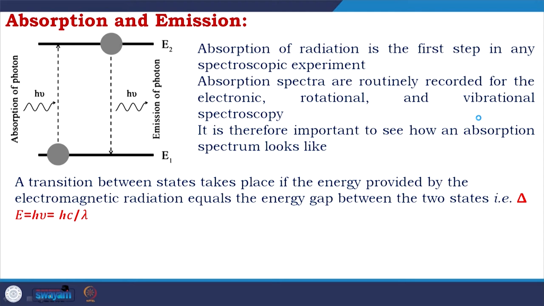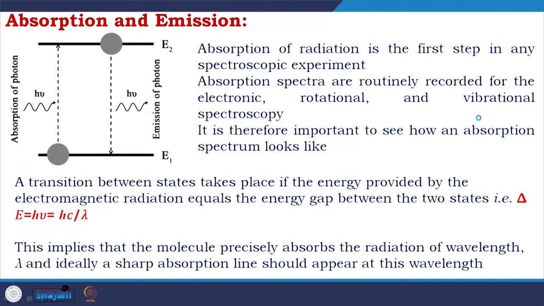A transition between states takes place if the energy provided by the electromagnetic radiation equals the energy gap between the two states. So, E equals h nu equals h c by lambda, the delta E, the change of energy. This is what we discussed in detail in NMR, if you remember the resonance. This implies that the molecule precisely absorbs, remember the precession or Larmor frequency in NMR, the radiation of wavelength lambda, and ideally a sharp absorption line should appear at this wavelength.